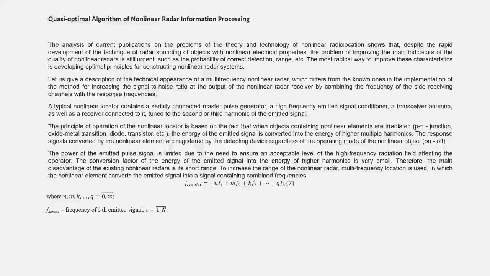As we know, the power of the emitted signal is limited due to the need to ensure an acceptable level of high-frequency radiation field affecting the operator. The conversion factor of the energy of the emitted signal into the energy of higher harmonics is very small. Therefore, the main disadvantage of these nonlinear radars is short range. To increase the range of nonlinear radar, multi-frequency location is used, where the nonlinear element converts the emitted signal into a signal containing combined frequencies.